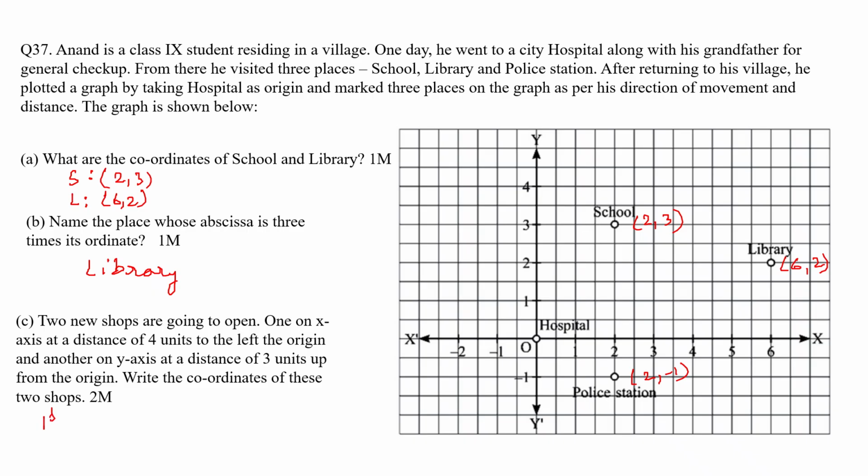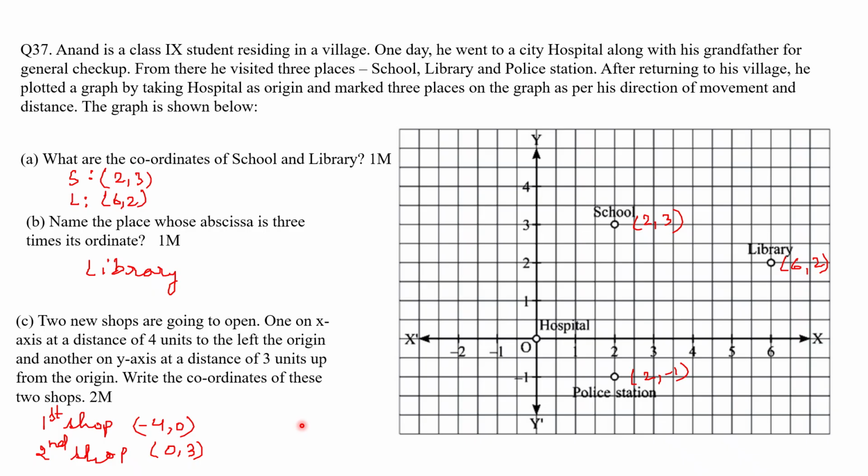First shop will be minus 4, 0, and the second shop is given as, for the second shop it is written, it is on y-axis at a distance 3 unit up from the origin. So it will be 0, 3, because on y-axis x coordinate will be 0. So these are the coordinates of those two shops.